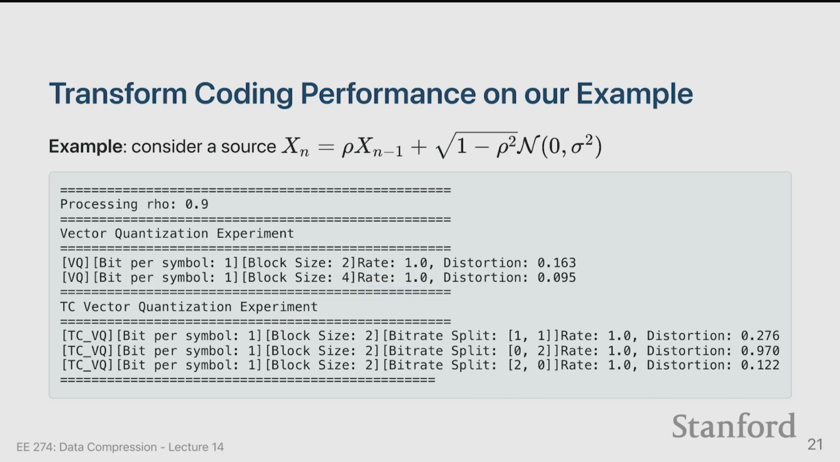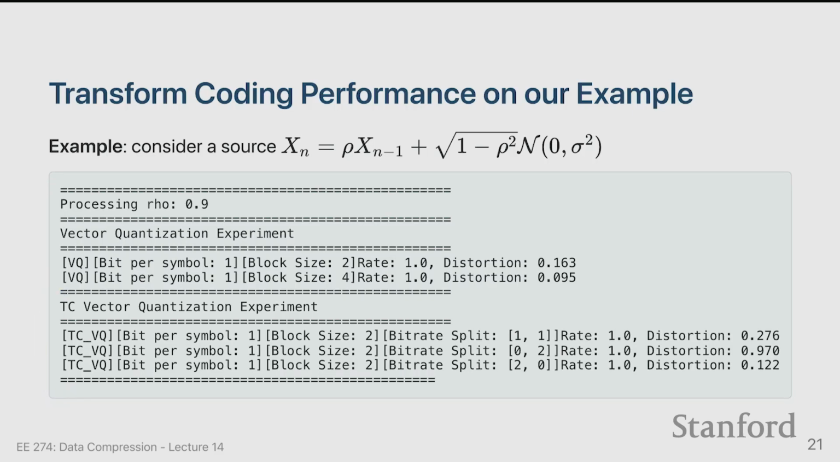So this makes sense, right? Obviously as you increase the block size, your distortion decreases. Not surprising, but your complexity also increases. Now you have to generate a codebook in 4 dimensions. You have to figure out points in 4 dimensions. What the second block is showing is a transform coding vector quantization experiment.